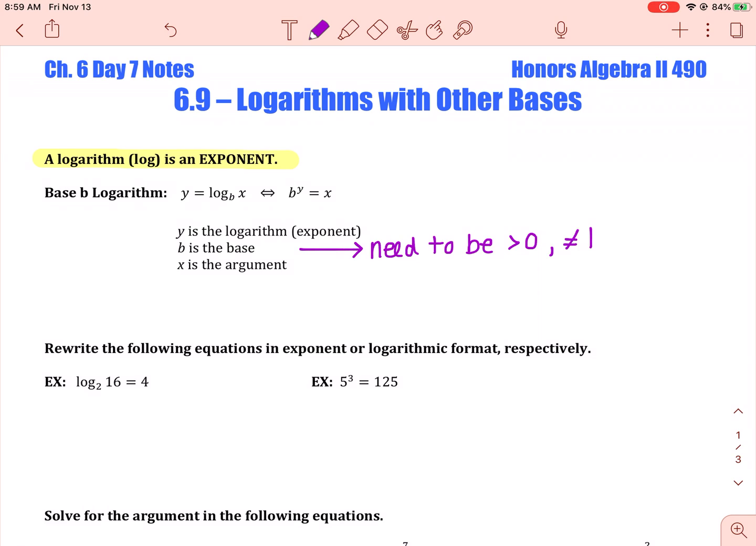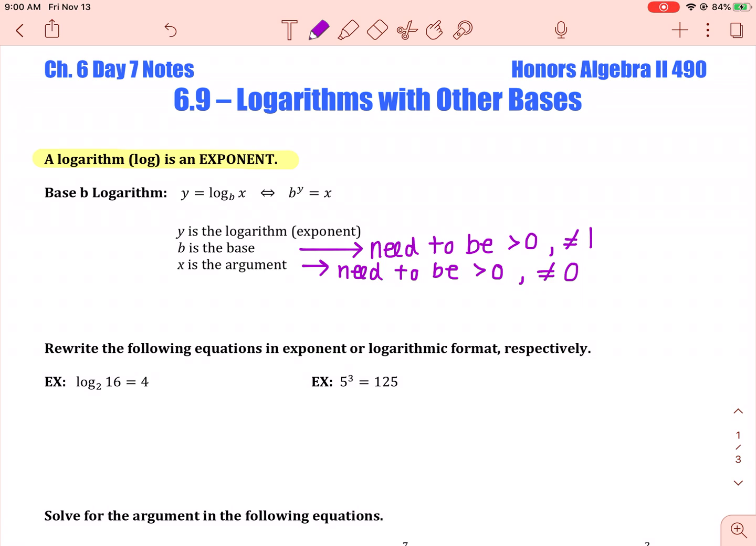X is the argument. Notice the argument is what comes after the log base, and it's also what the exponential form equals. A couple things about the argument. This also needs to be greater than 0. And this one cannot equal 0. So a couple facts about the variables from your logarithm to your exponential.